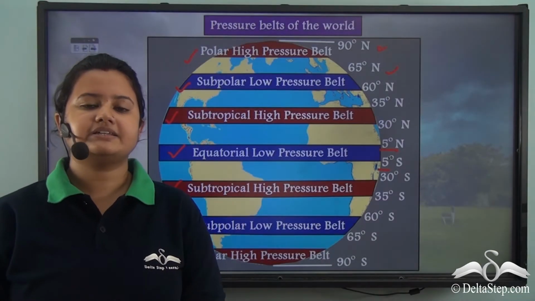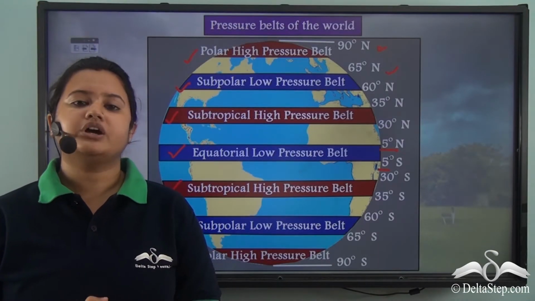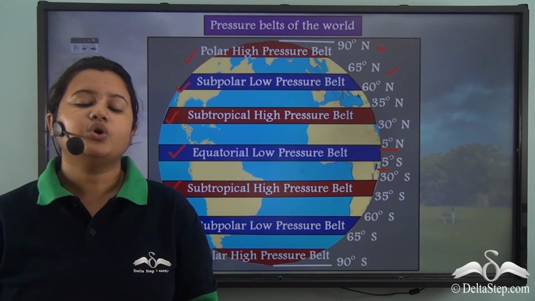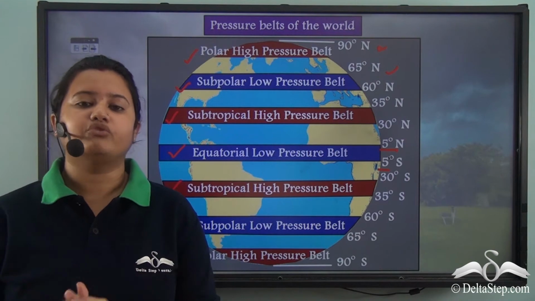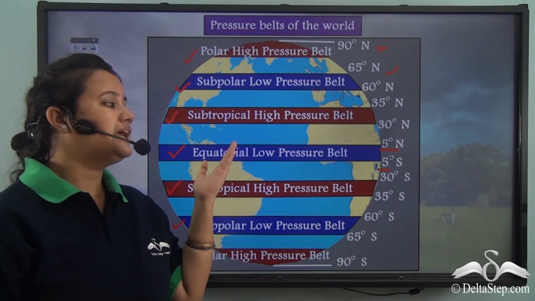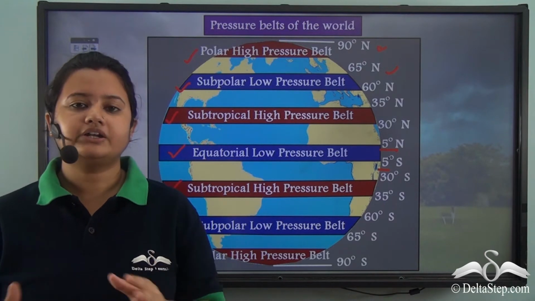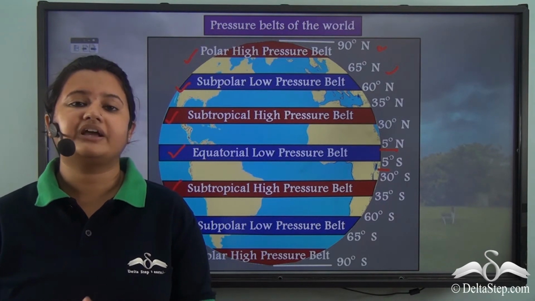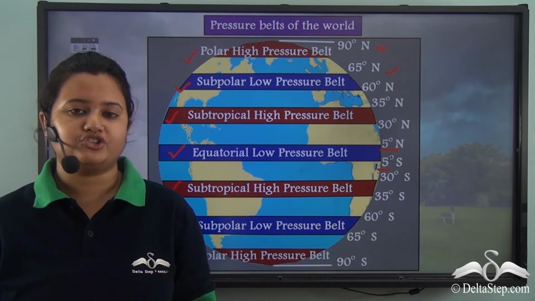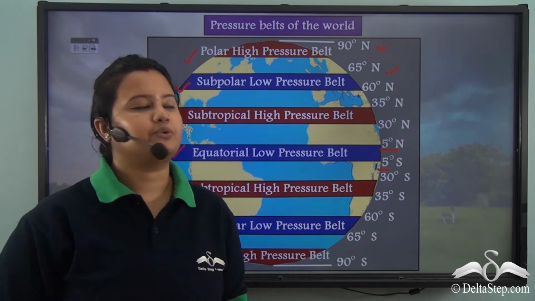Now, while discussing these pressure belts, we assume that our Earth is not tilted. So, the sun is vertical over the equator. So, do you think the pressure belts would remain stationary at their current location if our Earth becomes tilted? I hope you will be able to answer this question at the end of this video.